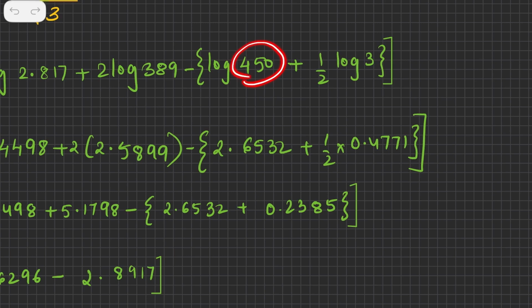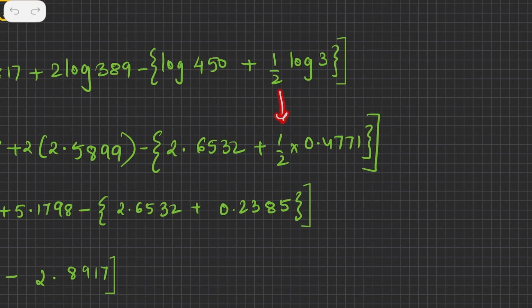Then comes 450. This number is greater than 1, there is no point, the point is at the end. 1, 2, 3. There are 3 numbers, so the characteristic is 2 point. Now 45, 0. Row number 45, column number 0. You get 6532. Half as it is. Now this number is greater than 1, the point is at the end. There is only one digit before the point, so the characteristic is 0 point. Now if this is 3, then you can just have n number of zeros over here. So that is 30, 0, 0. That comes out to be 4771.